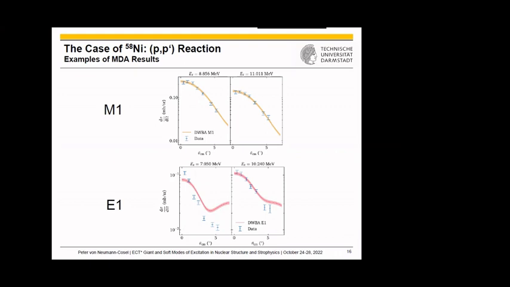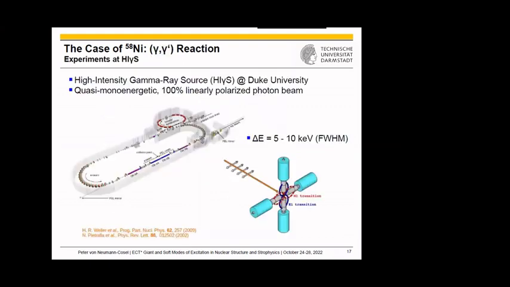But then we were in the lucky situation to have, on top of this, the gamma gamma prime data. There were older data, which were partially done with Bremsstrahlung, but partially also with polarized Bremsstrahlung, so then you also get parity information. But there's a whole set of new measurements up to the neutron threshold done at HIGS with this laser Compton backscattering method. I won't talk about it. I'm sure we'll hear more about it in some of the talks later in the workshop.